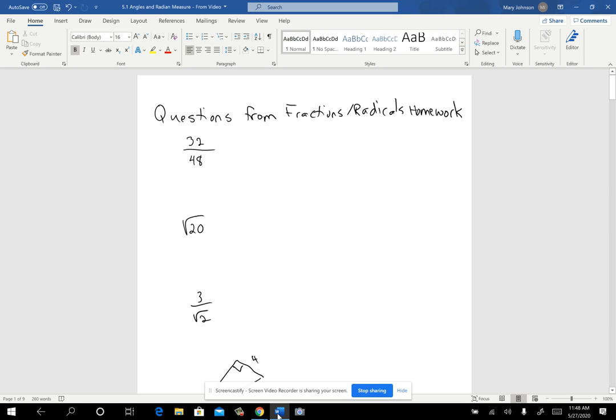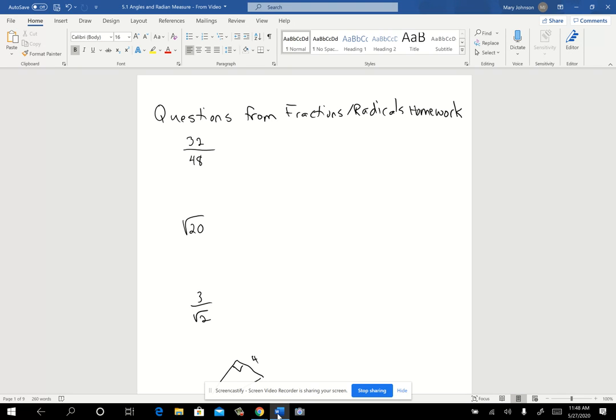Hi, in this video, I'm going to get started with section 5.1 in our trig class. So in section 5.1, we're really doing angles and radian measure. But I found from experience that if we spend a little time reviewing some fraction and radical work before we get started on our trig material, it can really help.